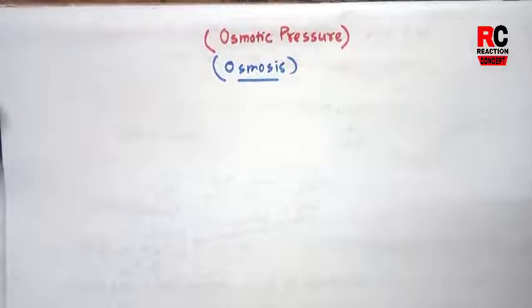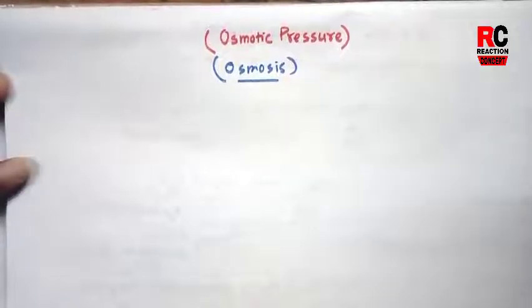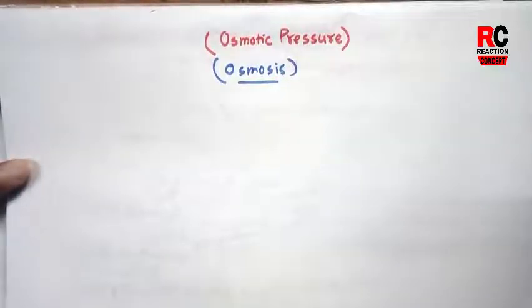Student, we have already discussed three colligative properties. The first one is the relative lowering of vapor pressure, then elevation of boiling point, and depression of freezing point. This one is the last colligative property of solution, that is osmotic pressure of a solution.